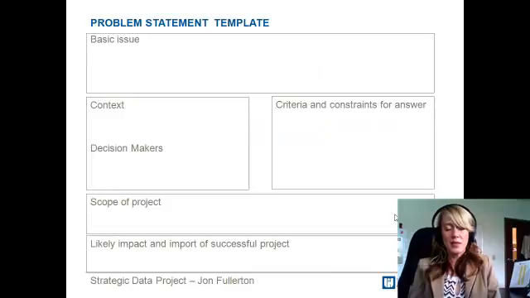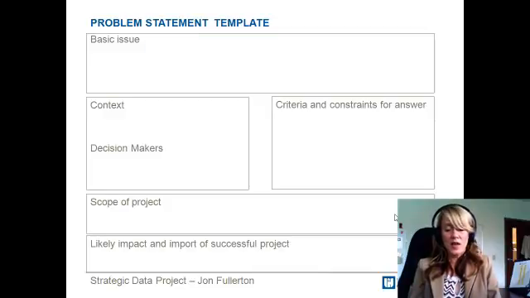The problem statement template allows you to write your questions that you just generated in terms of a problem statement. This problem statement template will help you capture the basic issue. Now, this basic issue should be written as specific as possible. You'll want to include numbers and percentages from your data that you use to uncover your need.